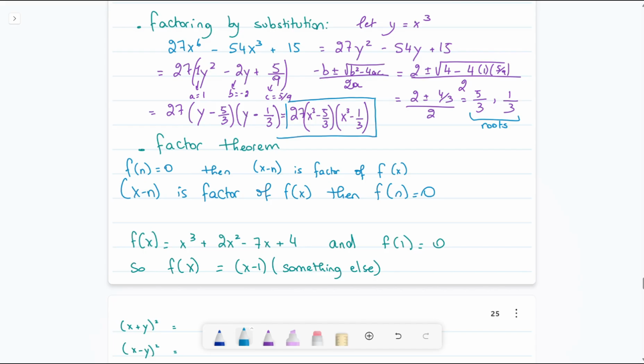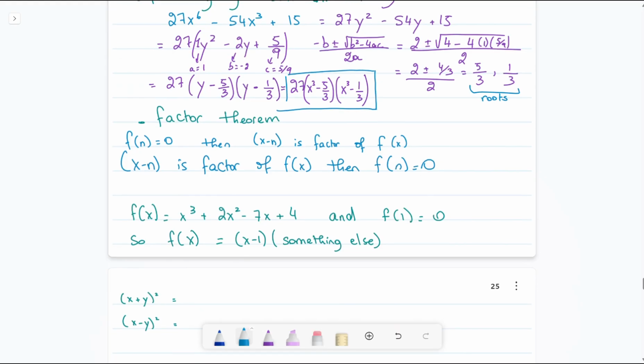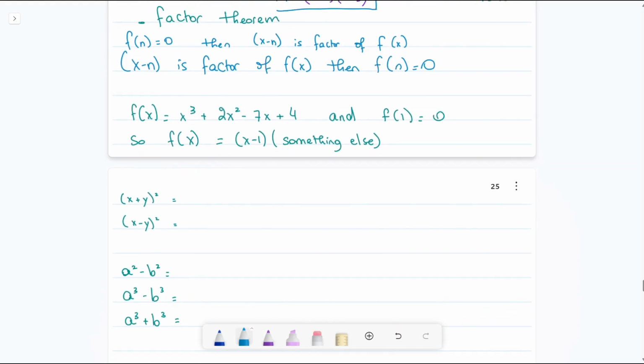So in case you did not get this wording, an example might be if f of x is equal to x cubed plus 2x squared minus 7x plus 4. This is f of x. And if we know that f of 1 is 0, then f of x is equal to x minus 1 times something else. And we will look at an example in a few minutes to help us understand this.